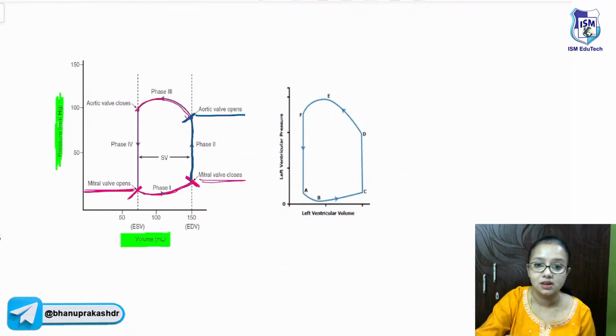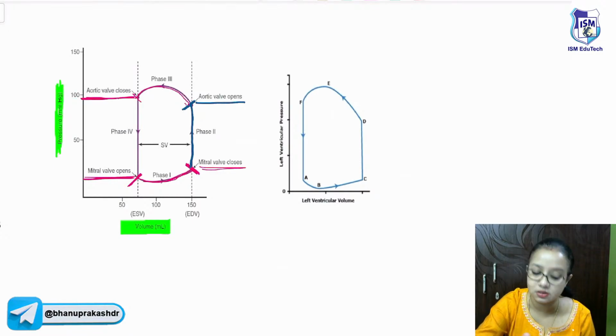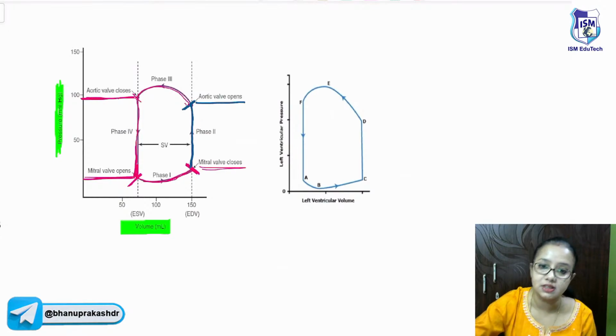Ejection phase means rapid ejection and slow ejection, which make up the stroke volume. After that, the next event is the snapping or closing of the AV valve, which causes the first heart sound. Now, after this, phase 4 is the isovolumetric relaxation. So, this is the event in the loop.